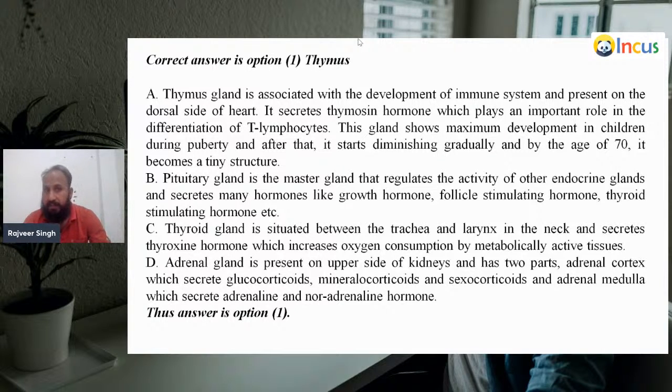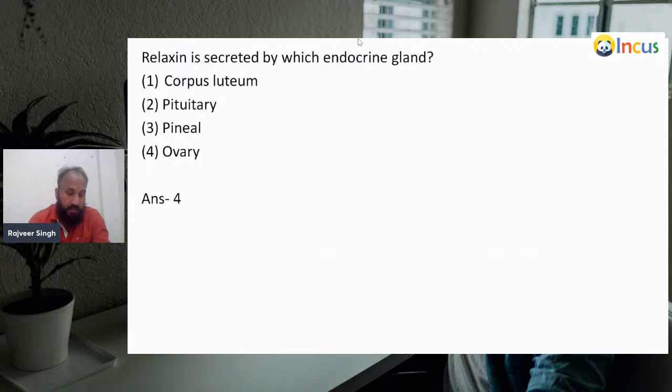At last, the adrenal gland is present on the upper side of the kidney and has two parts: the adrenal cortex, which secretes glucocorticoids, mineralocorticoids and sex corticoids, and the adrenal medulla, which secretes adrenaline and noradrenaline hormones. The right answer will be thymus.